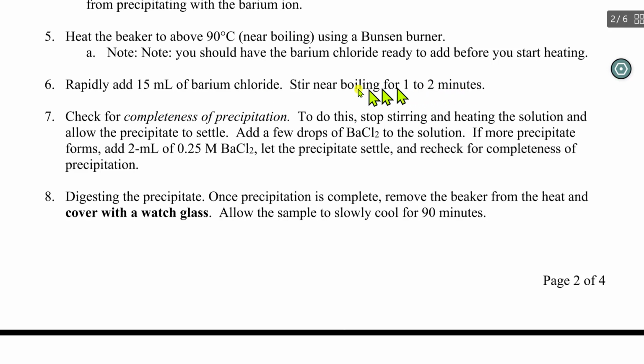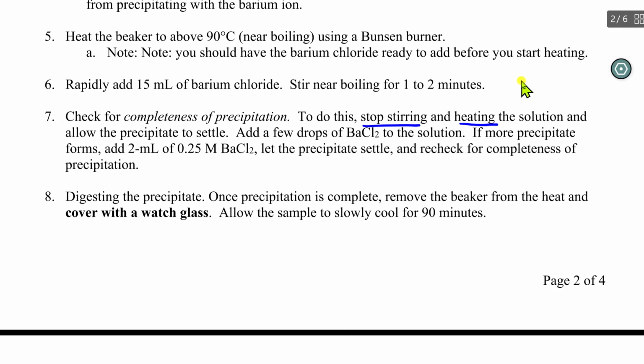Then you'll heat it near boiling for a couple of minutes, and then you need to remove the heat. You stop the stirring and the heating. Now, when you remove the heat, it will sometimes continue to boil because the heat being transferred from the iron ring that it's sitting on will transfer into the beaker and continue boiling it. You need to stir it until that stops.